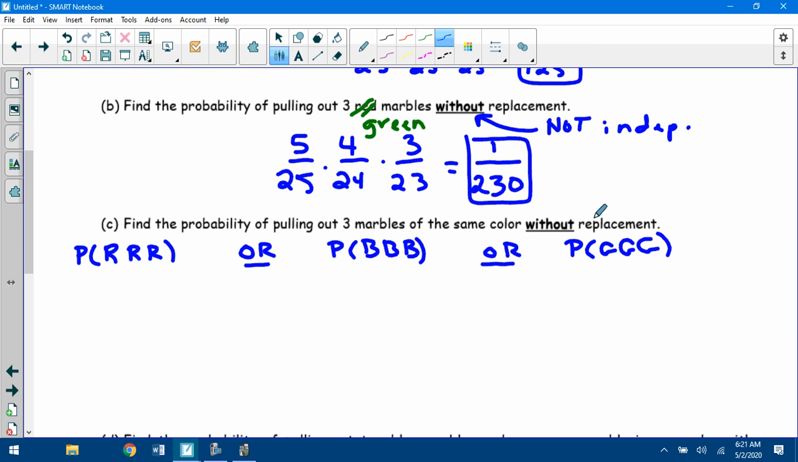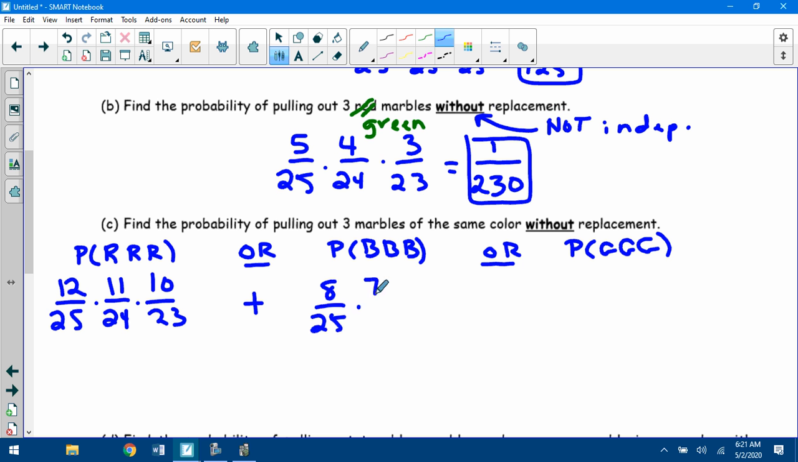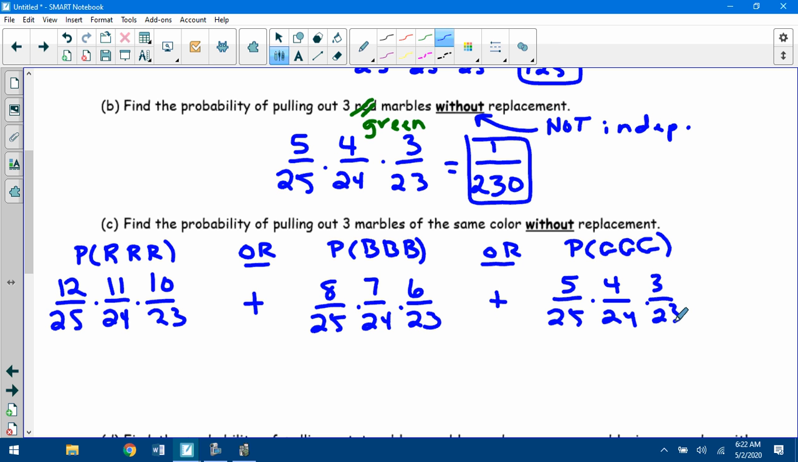And it's without replacement. So red, red, red is going to start as 12 out of 25, but then it's going to be 11 out of 24 and 10 out of 23. Or I'm going to add blue, blue, blue would start at 8 out of 25. Then if I'm not replacing, then it's 7 out of 24 and 6 out of 23. Or finally, green, green, green is one we just did. 5 out of 25 times 4 out of 24 times 3 out of 23. Now we know this last one is 1 out of 230 from the last one.